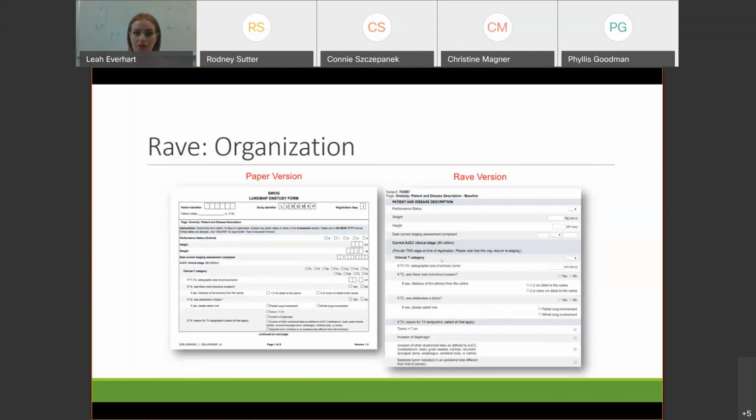So the forms you see in RAVE are going to look a little bit different from the eCRF or the paper CRF versions. Also keep in mind that we can create conditional settings in RAVE to only show specific folders, forms, or fields. Depending on how you answer certain questions, they'll appear at that point. Next slide, please.